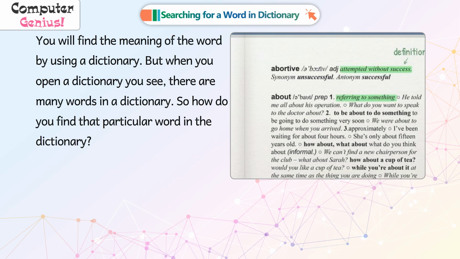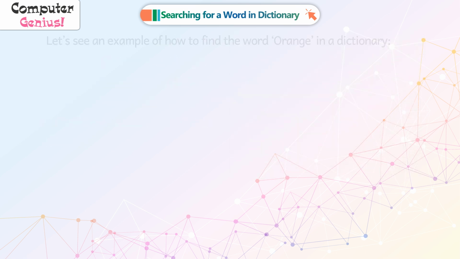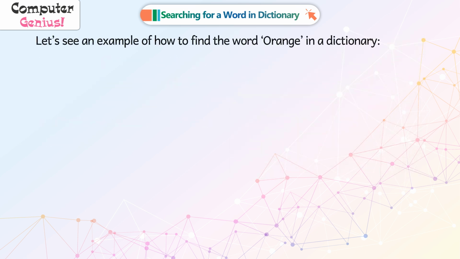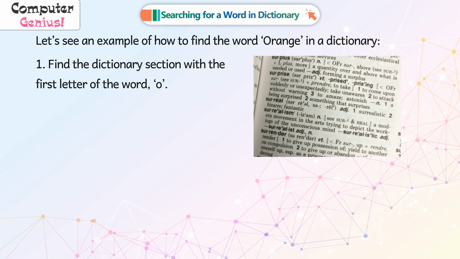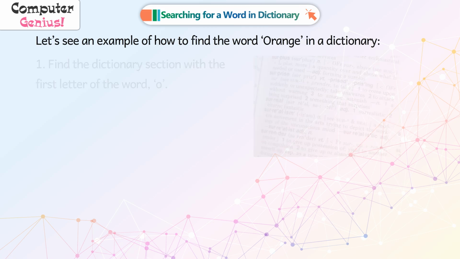But when you open a dictionary, you see there are many words in a dictionary. So, how do you find that particular word in the dictionary? Let's see an example of how to find the word orange in a dictionary. 1. Find the dictionary section with the first letter of the word, O.